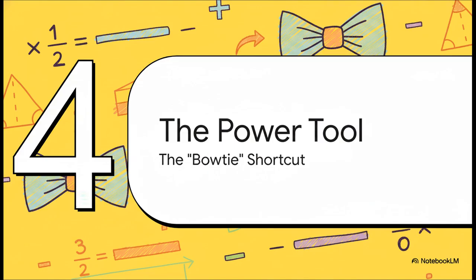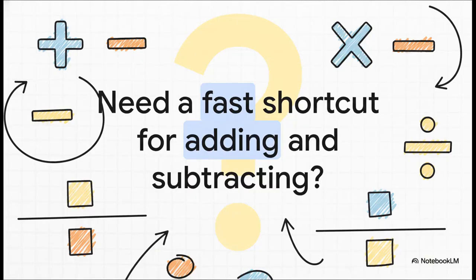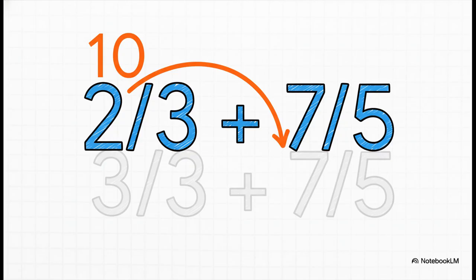Okay. We have saved the absolute best for last. It is time to pull out the real power tool in our kit. This is an awesome shortcut for addition and subtraction. Right? This is where people usually get bogged down, finding common denominators, all that stuff. But what if I told you there was a method that just bypasses all of that and gets you the right answer every single time? Get ready. This is the bow tie method. It's a total game changer.